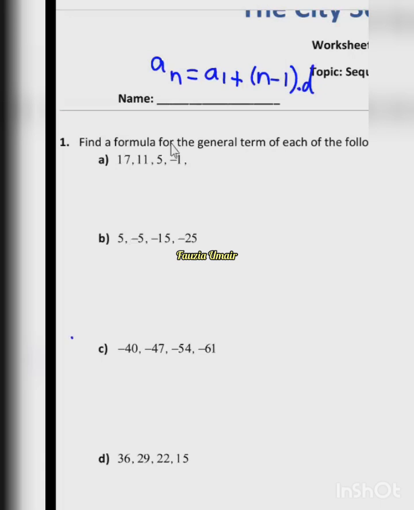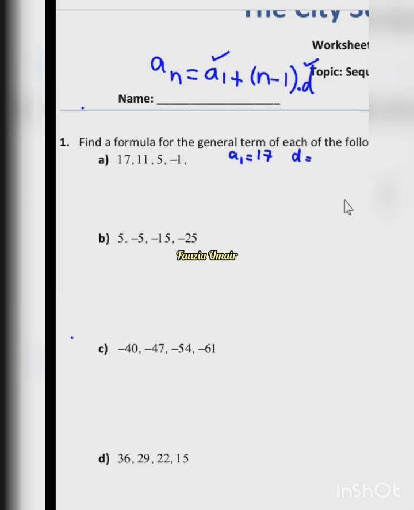All right. So beta, this is the formula we will be using. In this formula, there are 4 variables: An, A1, n and d. Remember that we need to put only 2 values. We will put only the values of A1 and d to find the general term formula. So in the first part, what is A1? 17. 17. A1 is the first term. What is d?